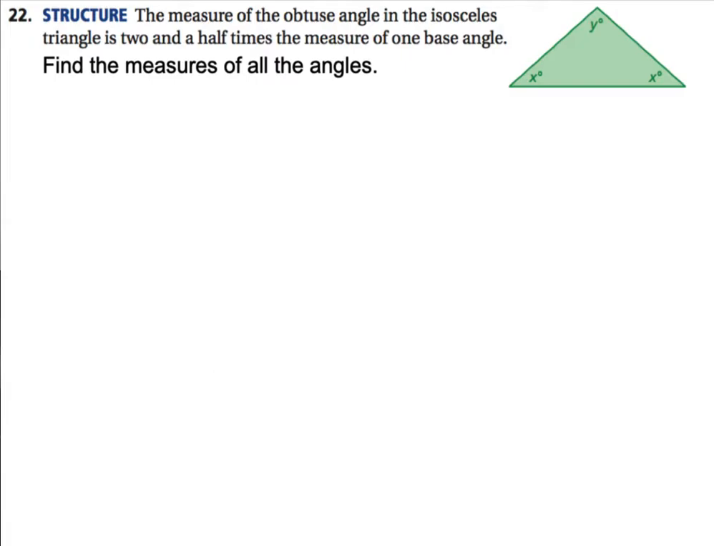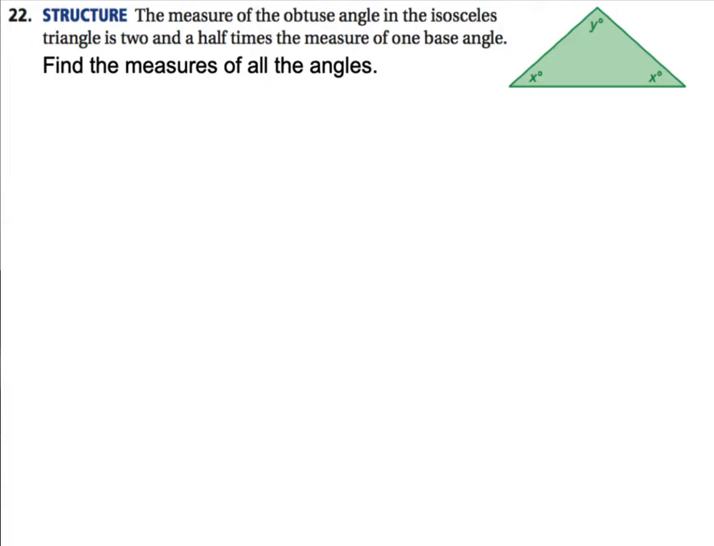Okay, let's look at another one. We'll use guess and check here as well. The measure of an obtuse angle in an isosceles triangle is 2.5 times the measure of one base angle. Find the measure of all the angles. Well, if it's 2.5 times, one other thing is the angles do have to add up to 180.